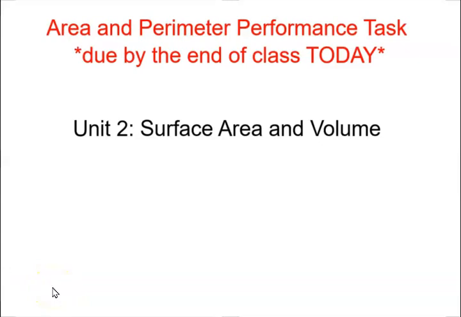Hi guys, as you can see on your screen, you will need the new Unit 2 surface area and volume packet. If you don't have one, you need to grab one from the front round table. Also, your area and perimeter performance task is due by the end of class today. It needs to go in the basket.